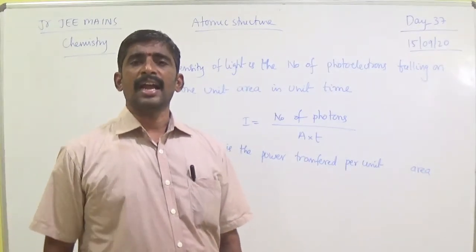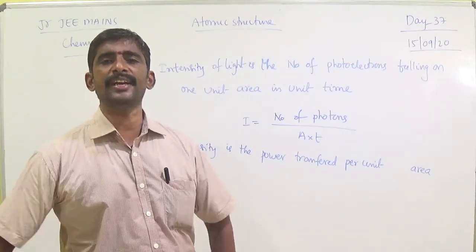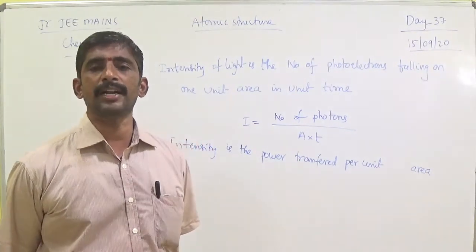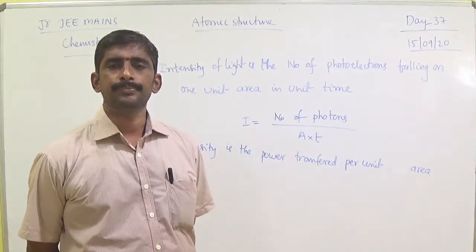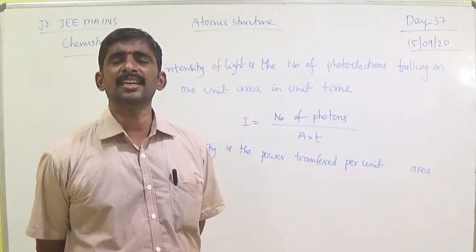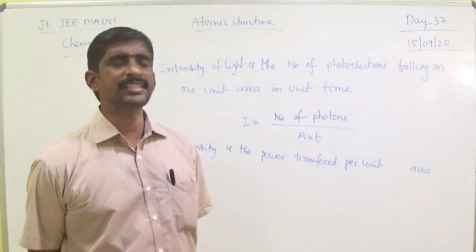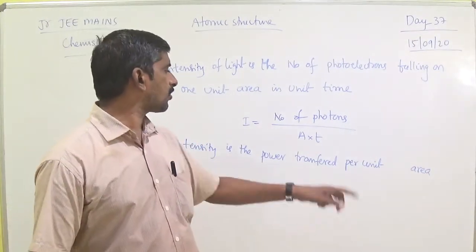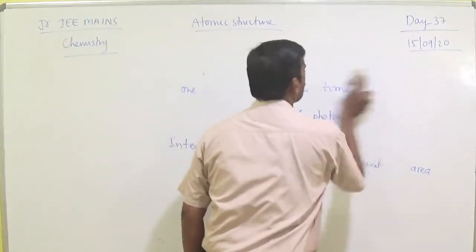Next, kinetic energy of photoelectrons depends on the frequency of incident light, but not on the intensity of light. The number of photoelectrons is directly proportional to the intensity of incident light. Intensity is the power transferred per unit area.